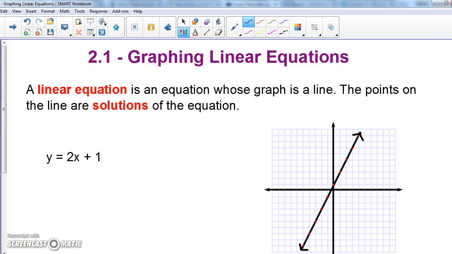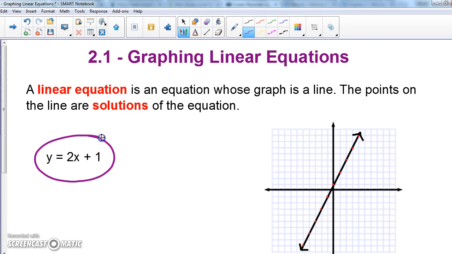Into the graphing chapter, and the beginning of this is going to be review for everybody, and then we'll get into the new stuff. So you may remember from last year, a linear equation is an equation whose graph is a line. So typically that equation is going to have an x and a y in it. And the points on the line are the solutions of the equation.